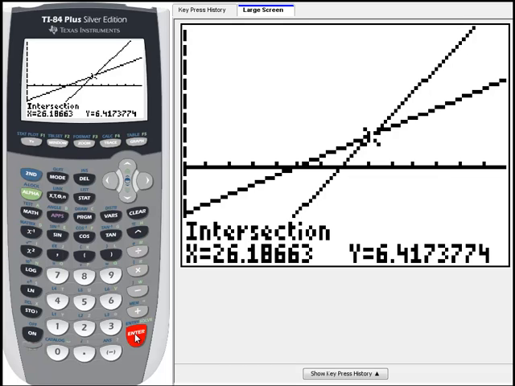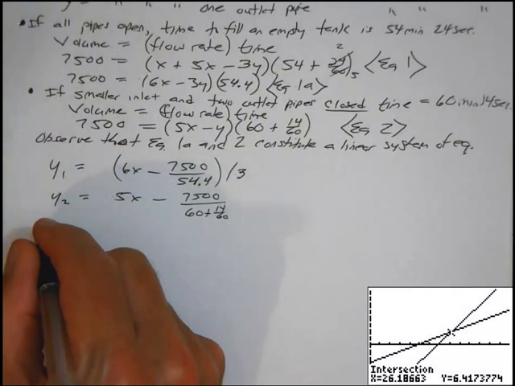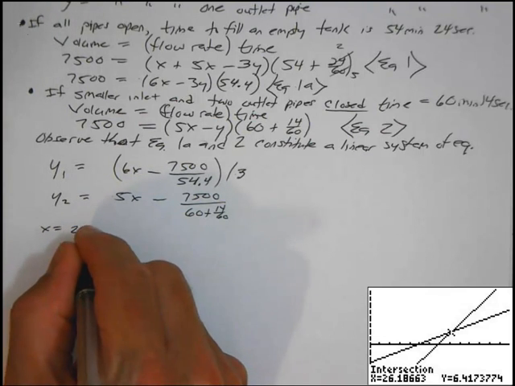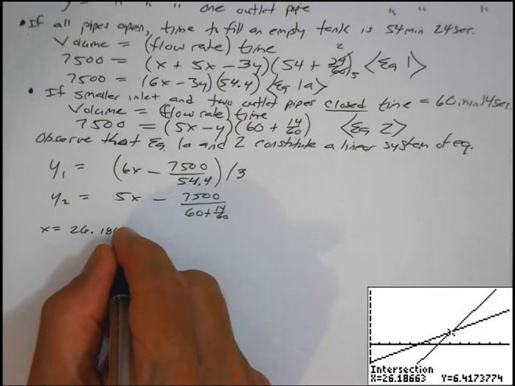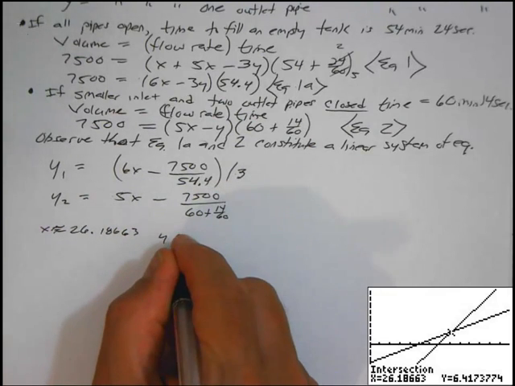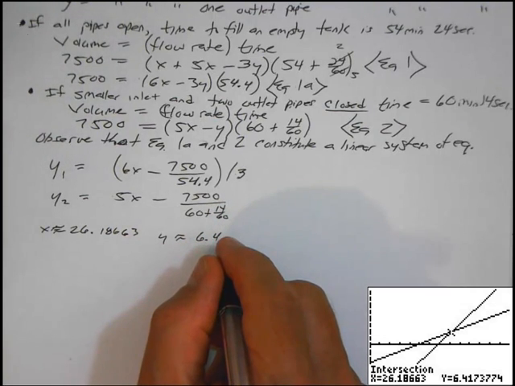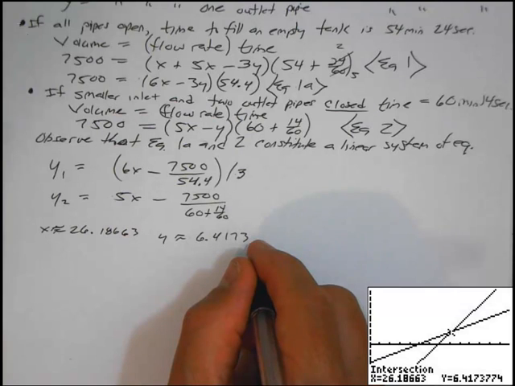Let's, for now, maybe we go to our paper and start thinking about the situation for a minute here. Okay, so here's what we have. We right now have on this calculator an X equal to 26.18663, approximately, and the Y approximately 6.4173774.